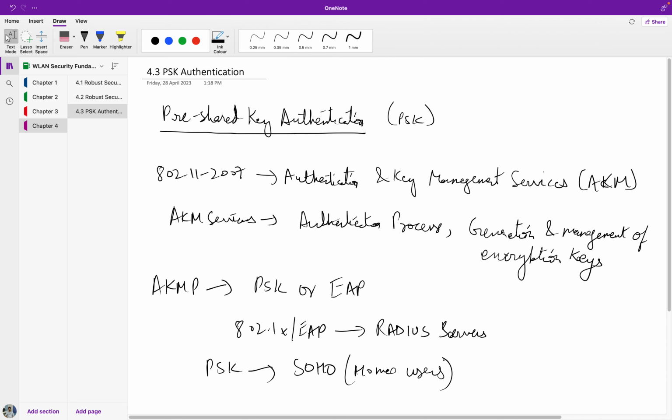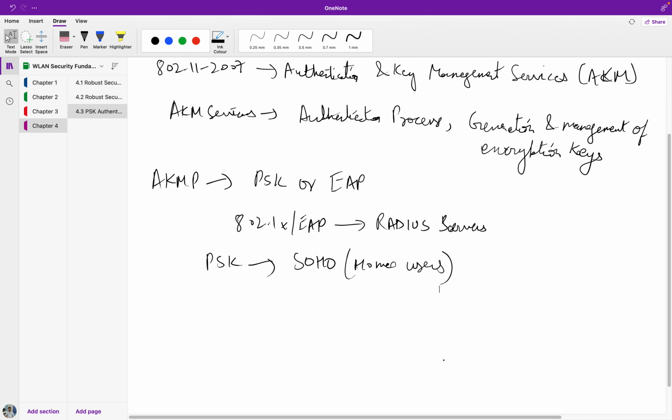WPA, WPA2 personal. Let me write that down. From the last few videos, WPA, WPA2 personal utilizes PSK authentication. If you remember from the table that I drew a couple of videos back, WPA1 personal and WPA2 personal both utilize PSK authentication. Wherever there's the name personal, you're talking about pre-shared key authentication.